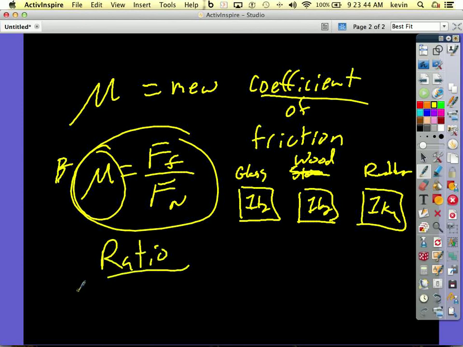Mu is a ratio. It is the ratio of how hard it is to pull something to how hard that thing is pressing into the surface. So in general, it's how sticky it is. I don't know if it's a good way to think about it.